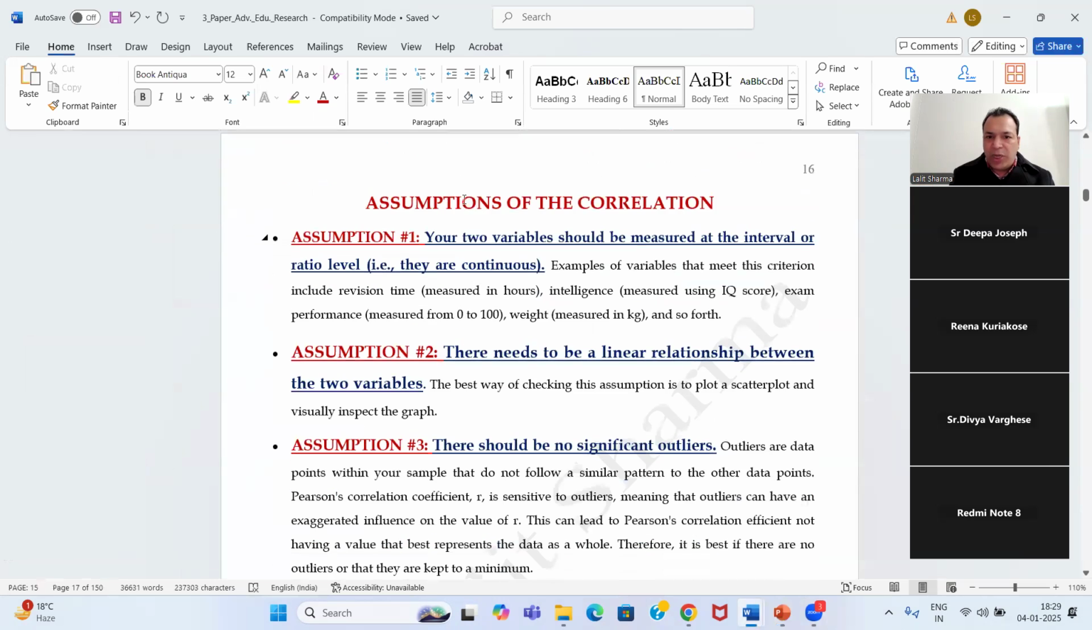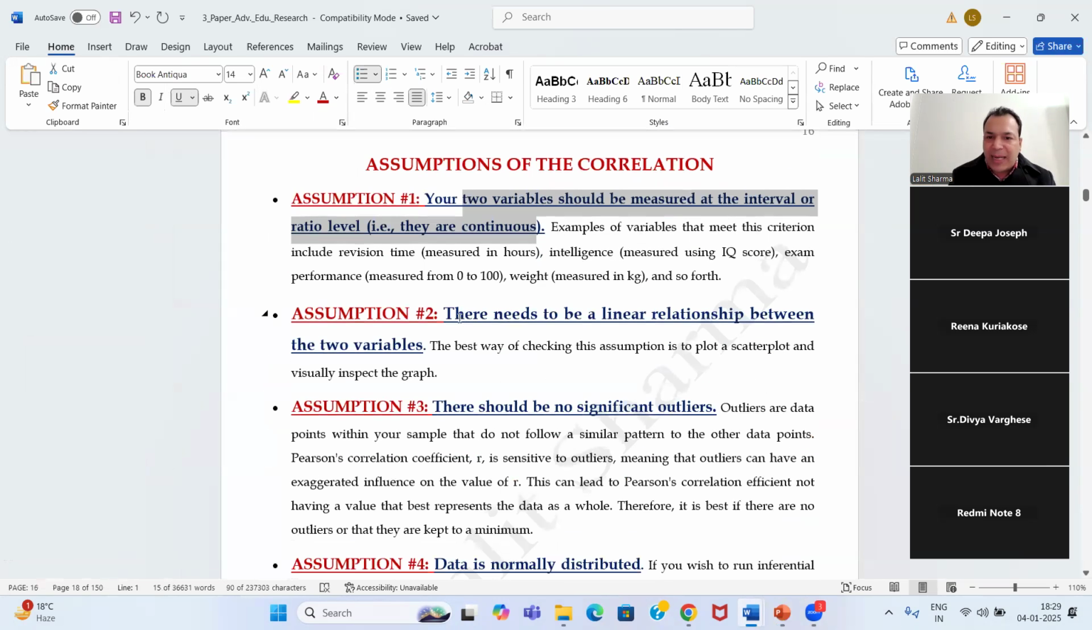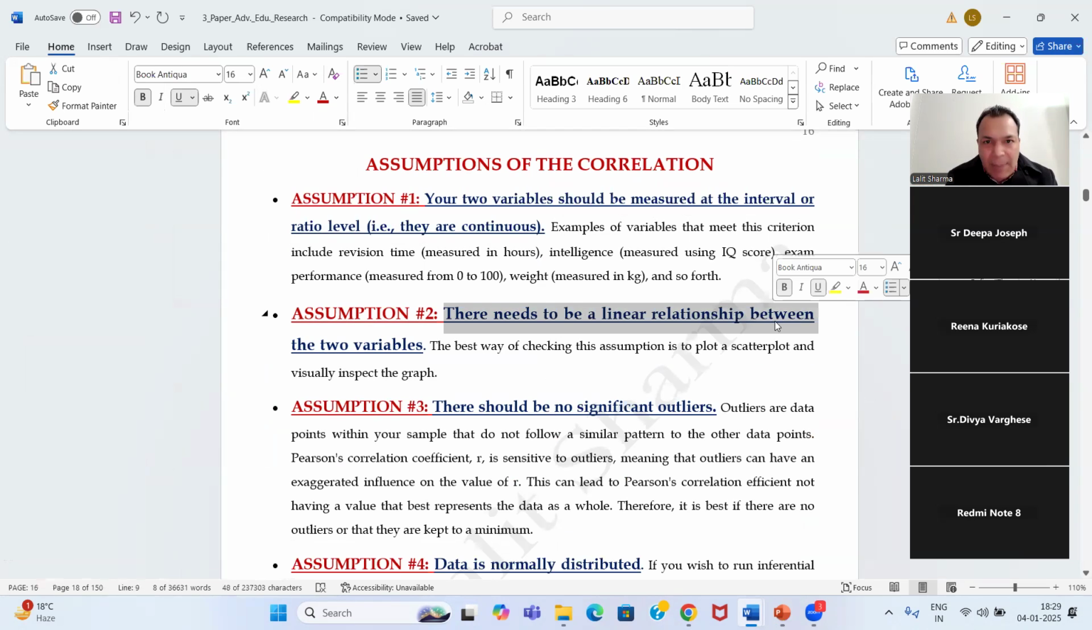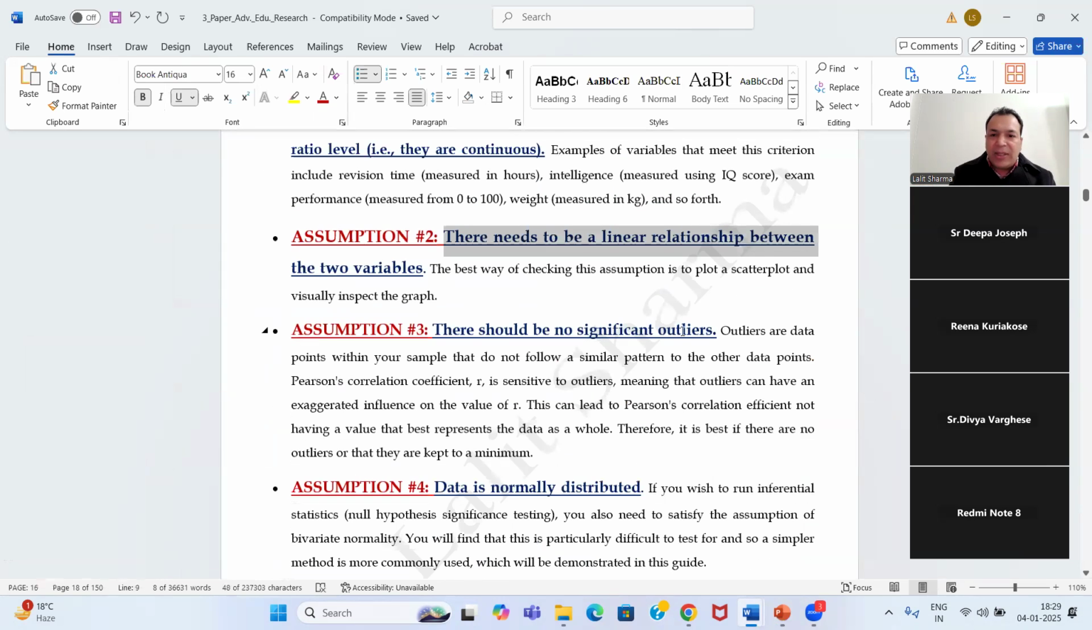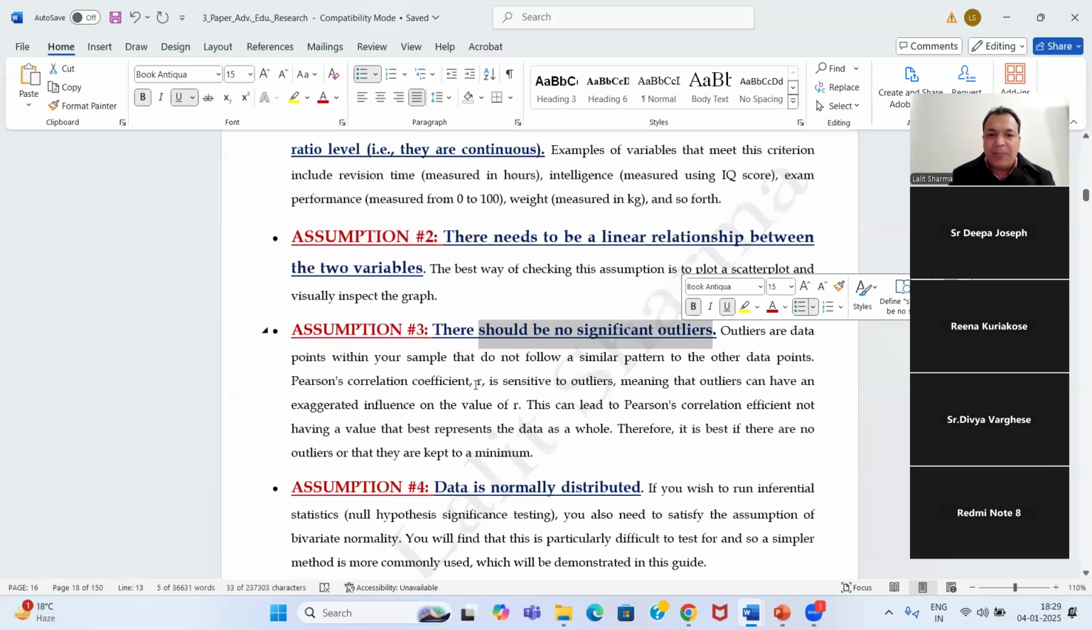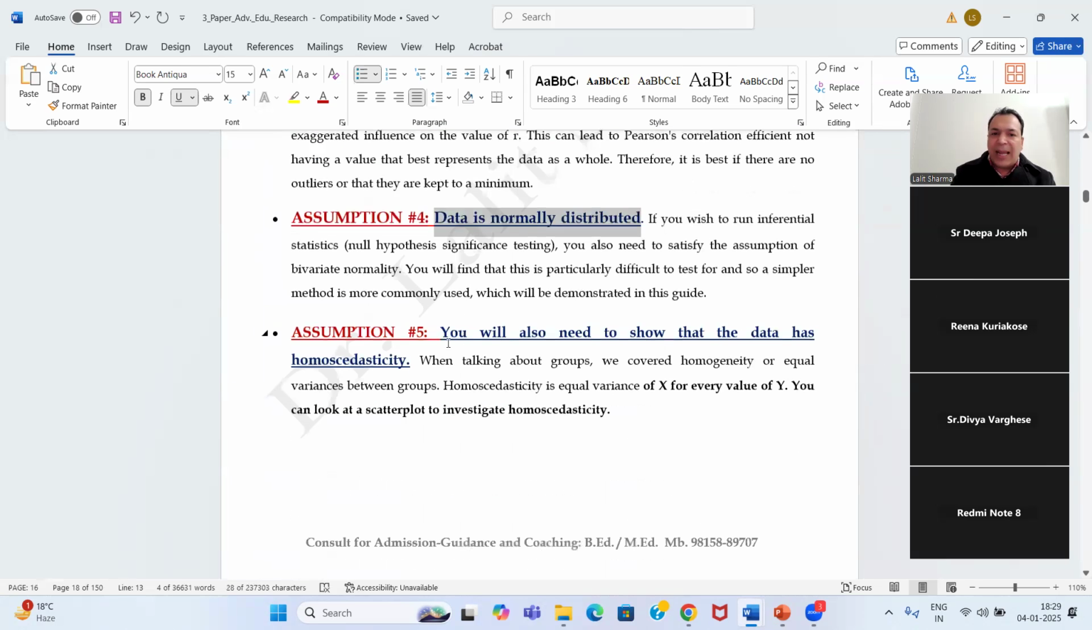These are the assumptions of correlation. You must remember. Two variables should be measured at the interval and ratio level. Second assumption, a linear relationship must be established between the variables. There should be no significant outlier. Data is normally distributed. And fifth is, you need to show that the data has homoscedasticity. Homoscedasticity means homogeneous, right?